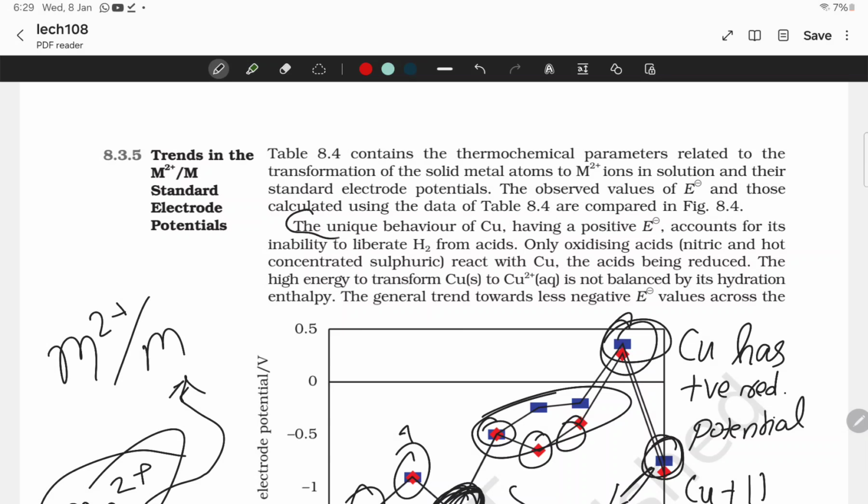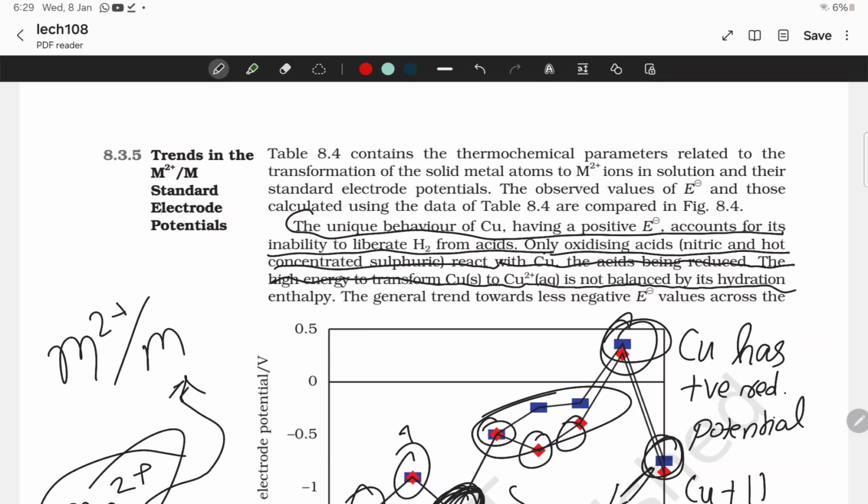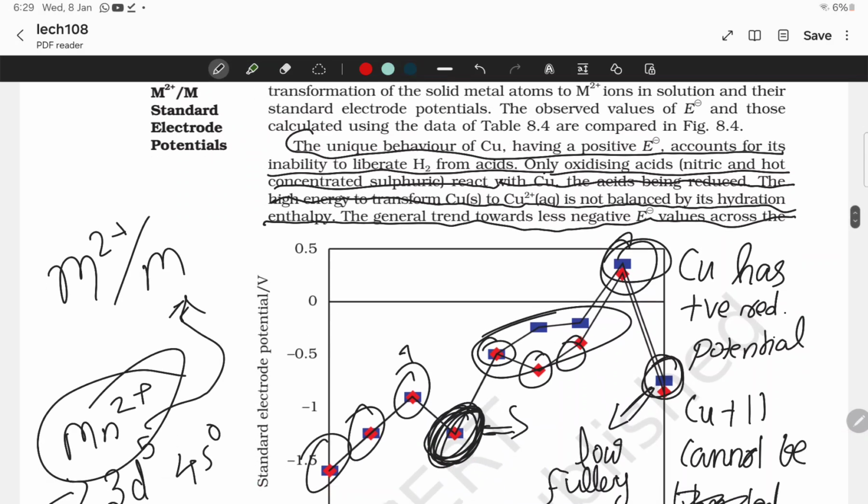The unique behavior of copper having positive E naught accounts for the inability to liberate hydrogen from the acid. I told you that only oxidizing acids can react with copper, because copper is a reducing agent and reacts with the acid, the acid being reduced. The high energy to transform copper to copper 2 plus is not balanced by its hydration enthalpy. The general trend is towards a less negative E naught value. Okay.